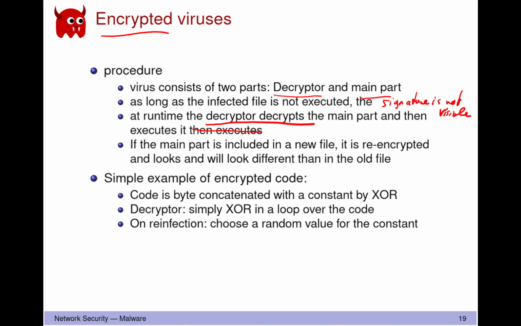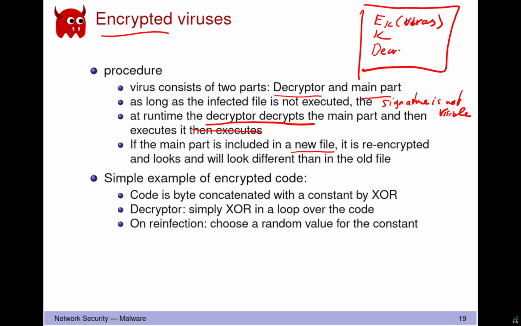Also, if you have this replication element, if it's included in a new file, you can encrypt it with a new key. So basically, what do you need to store in the file then? You have the encrypted element with some key. Here's the virus. You could also add the key because it's just a random set of bits that is used. And what else do you need? Decryptor. So that the decryptor can use the key and decrypt the virus.